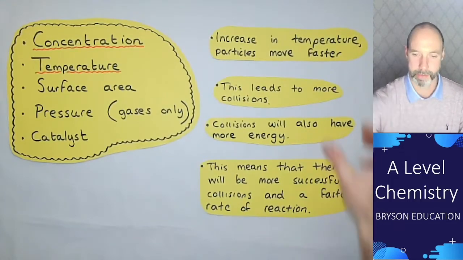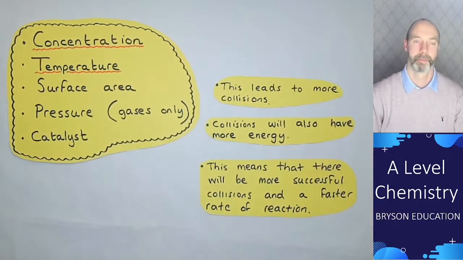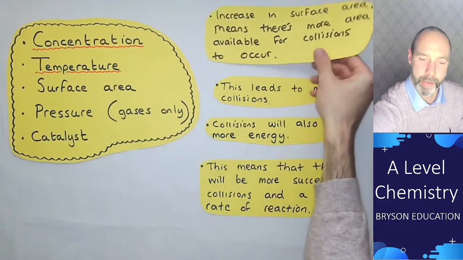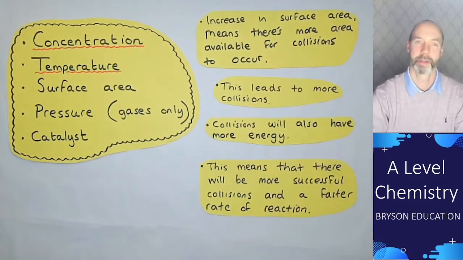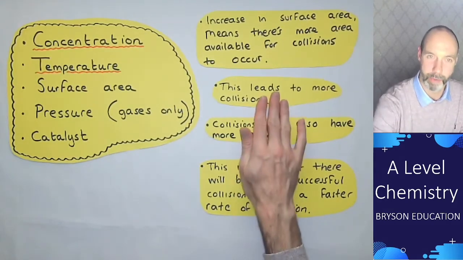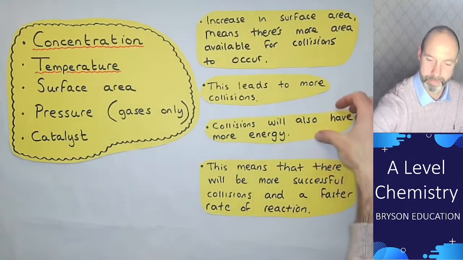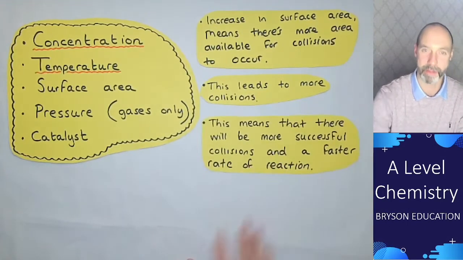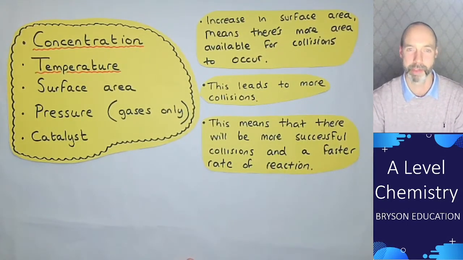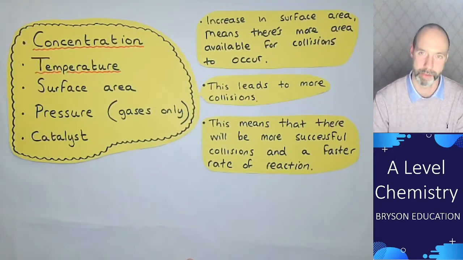Let's take a look at surface area then. If we increase the surface area, this means that there's more area for collisions to occur. This will lead to more collisions. The collisions won't have more energy, so I'm removing that one. But the fact that there's more collisions means that there'll be more successful collisions and a faster rate of reaction.